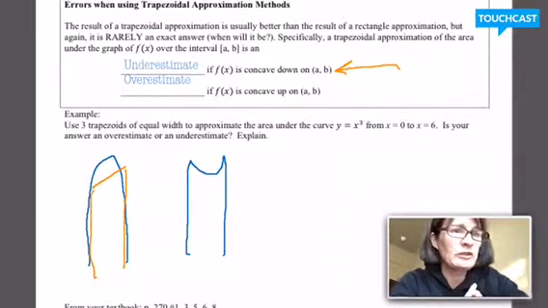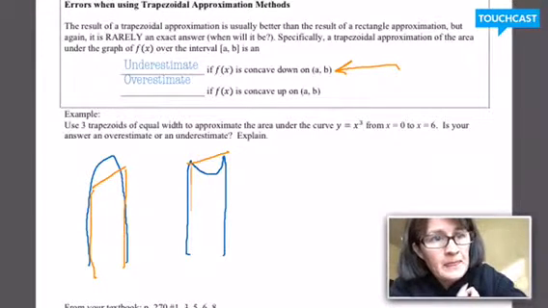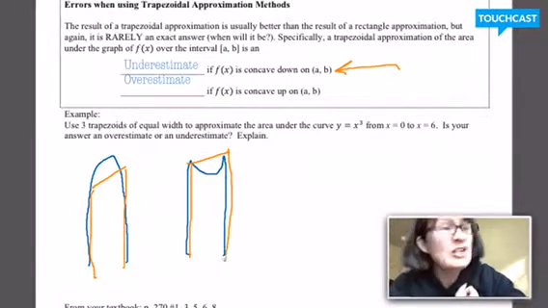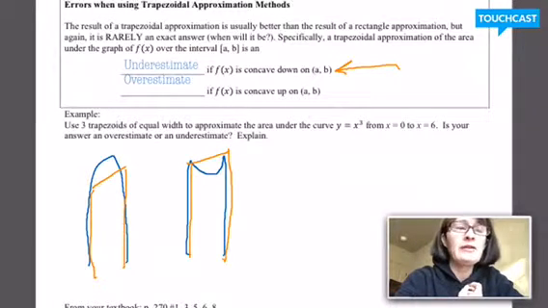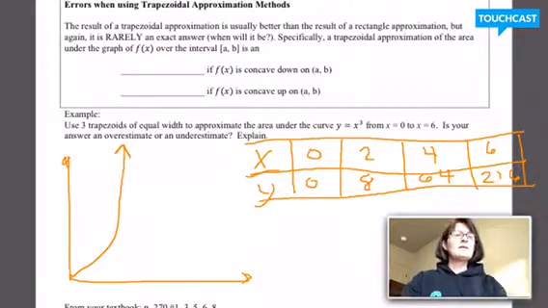Here I drew a little function that is concave up. And you'll see if I draw the trapezoid across the top, now this trapezoid is an overestimate of the actual area under that curve. So if f is concave up on an interval, a trapezoidal approximation is going to be an overestimate.